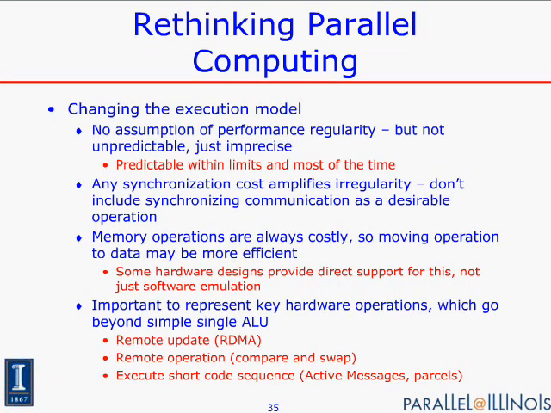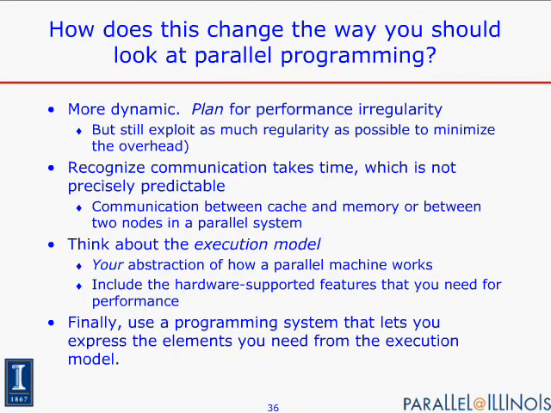So how does this change the way you should be looking at parallel programming? Well, you need to be more dynamic. You need to plan for performance irregularity. Of course, you still need to take advantage of what regularity you can find so that you don't have too much overhead. Recognize that communication takes time, and time which is not predictable. And that's true whether you're talking about communication between memory and cache or elsewhere. Think about the abstraction that you use for this execution model. And then finally, use a programming system that allows you to express the elements that you need from the execution model.